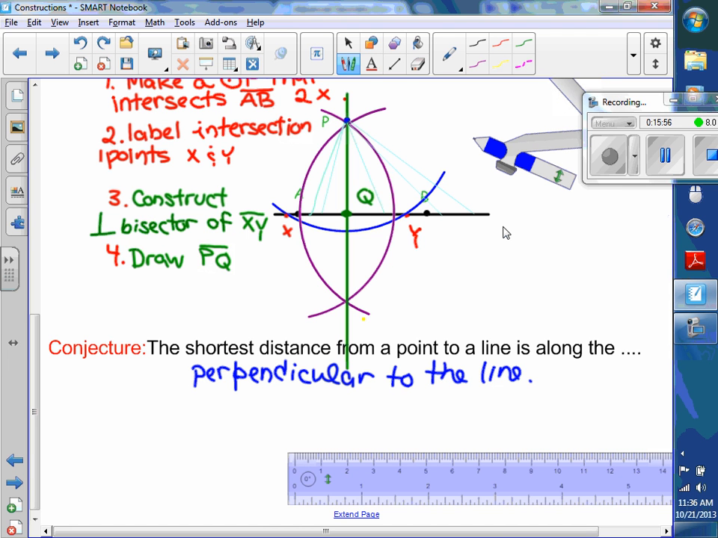It must have been so cool to write that out the first time. That's what Euclid did. He must have been like, yes!